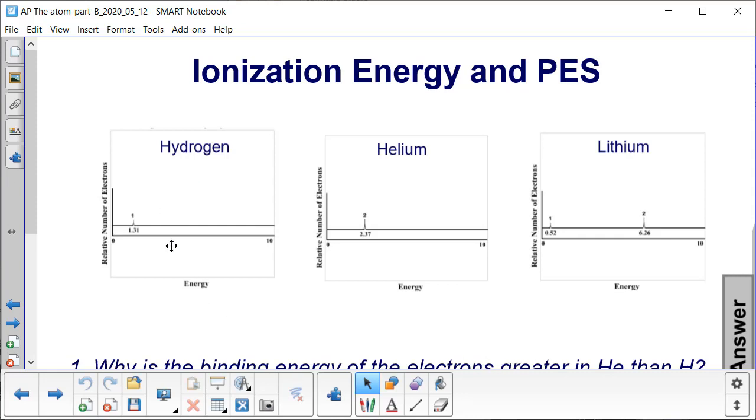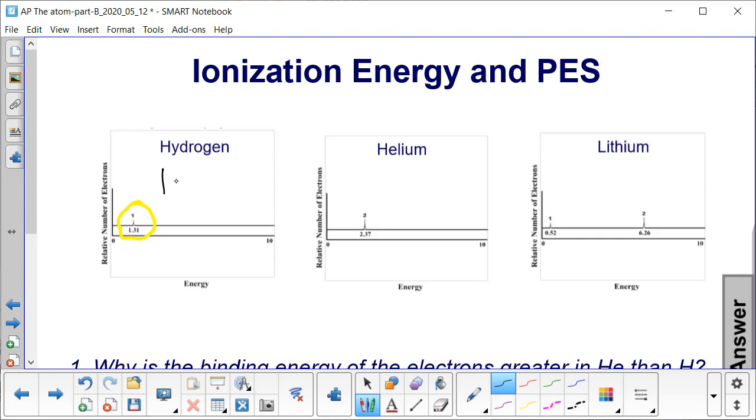For hydrogen, we can see that we have one peak here at 1.31. Let me just circle it. There's a 1 above it, and that 1 stands for the 1 electron in the 1s subshell.